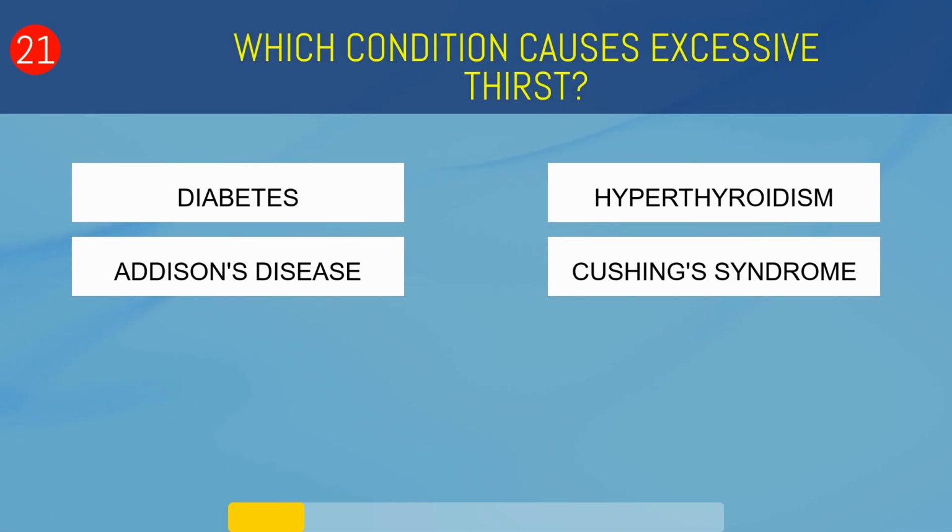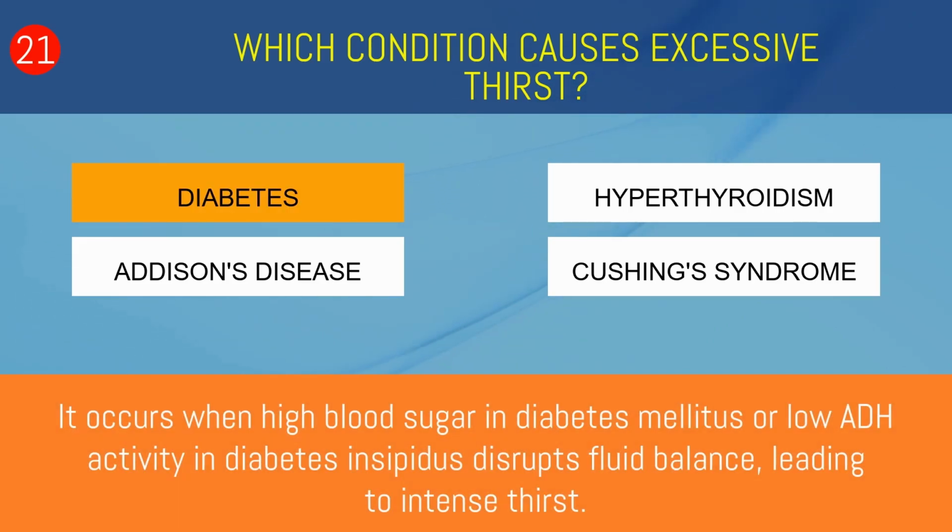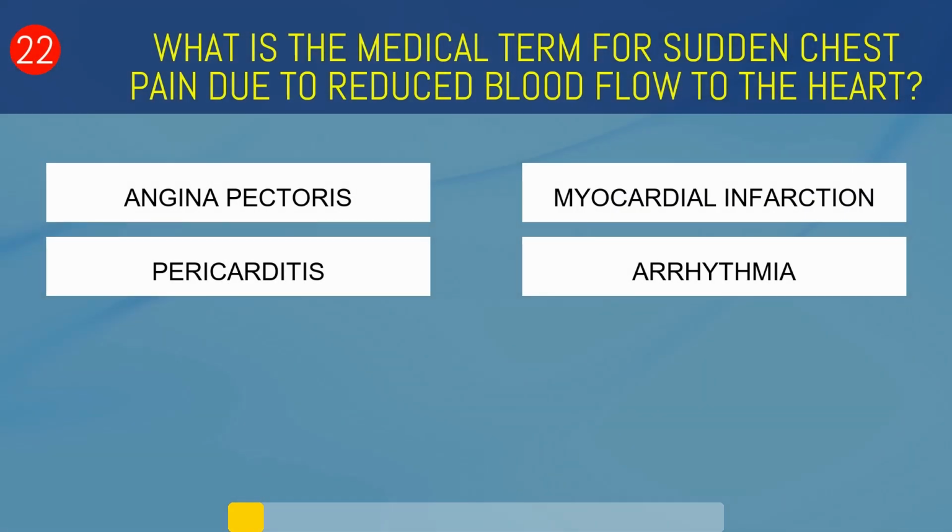Which condition causes excessive thirst? Diabetes, Addison's disease, hyperthyroidism, or Cushing's syndrome? Diabetes. It occurs when high blood sugar in diabetes mellitus or low ADH activity in diabetes insipidus disrupts fluid balance, leading to intense thirst.